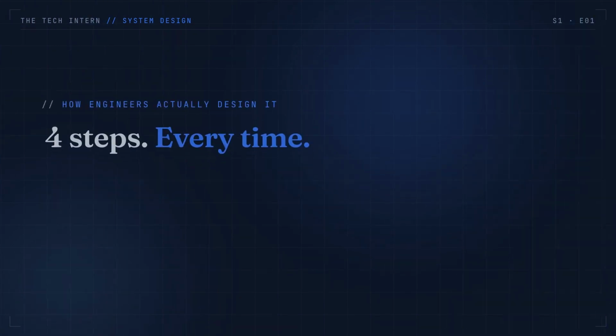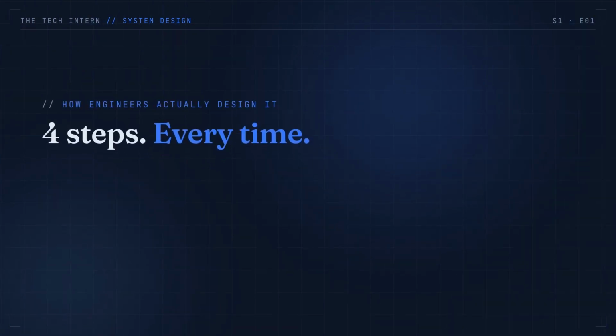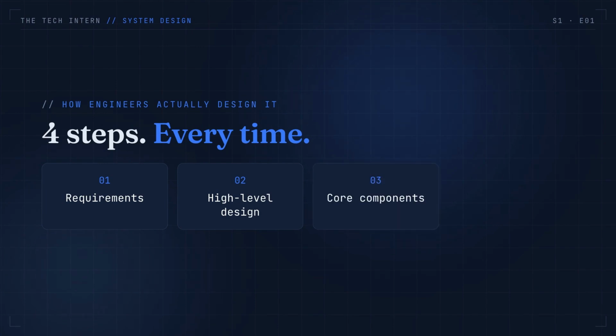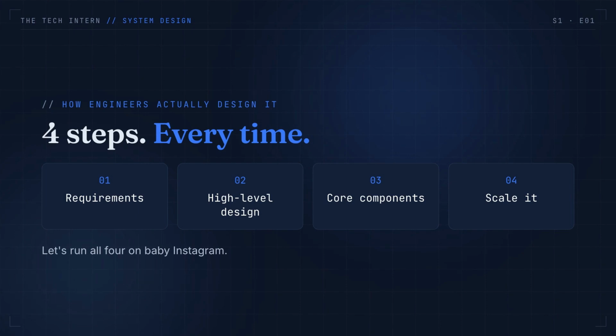So how do real engineers design this? Do they just start typing? Not a chance. They follow the same 4 steps every time. Step 1, requirements. What are we building and who for? Step 2, high-level design, the big boxes. Step 3, core components, zooming into each box. Step 4, scale, surviving a crowd. And here's the fun part. We're going to run all 4 right now on Baby Instagram.